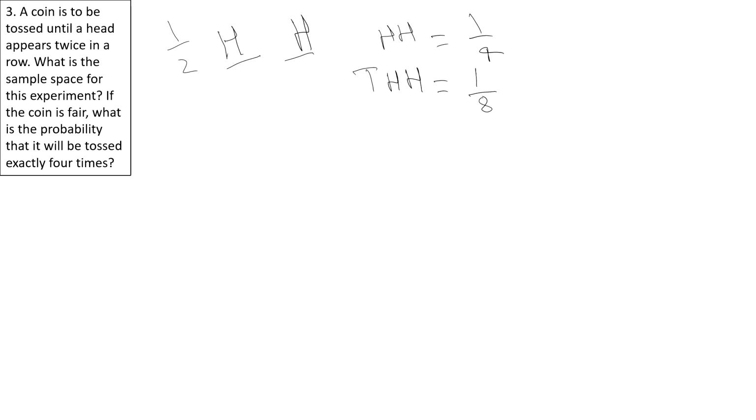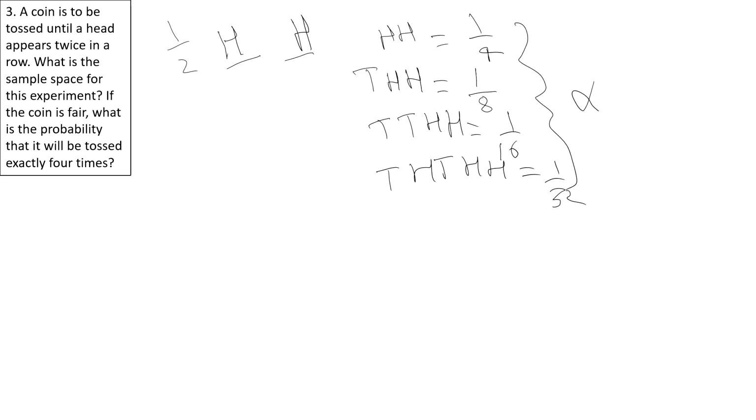Then the probability for getting tail tail head head is 1 by 16, and tail head tail head, head is 1 by 32. Basically it will be an infinite sample space, because it can happen that infinite times there are tails and at the end there are two heads. That can also happen, so the sample space is infinite.